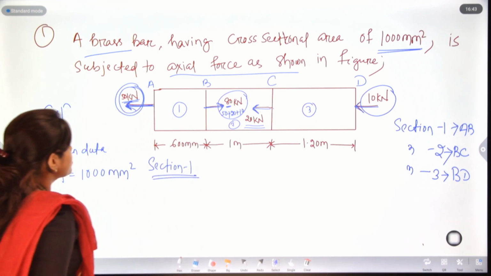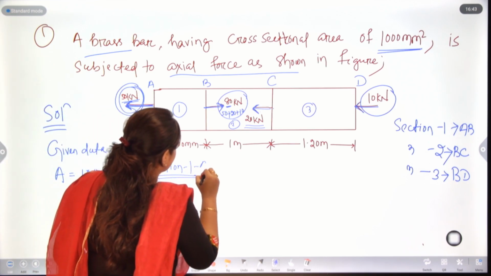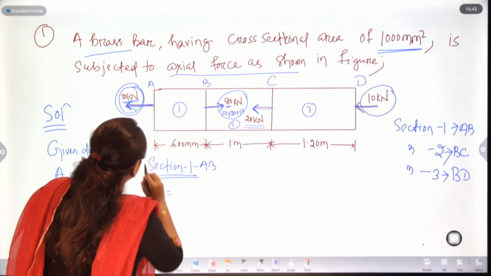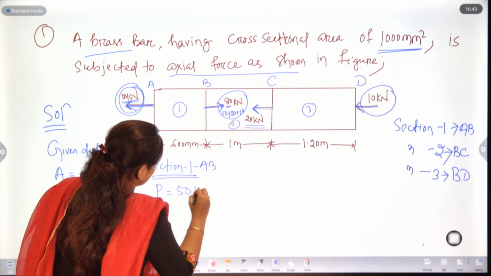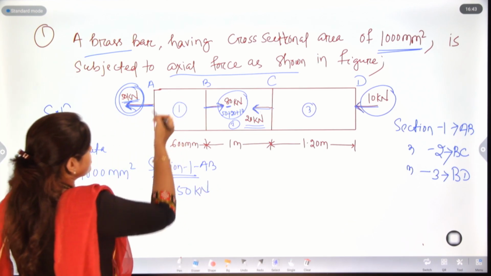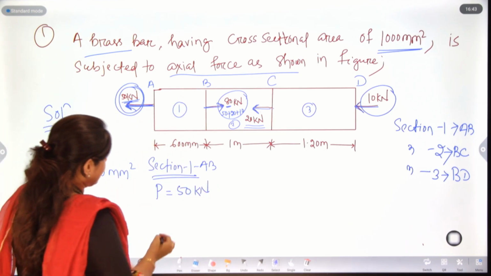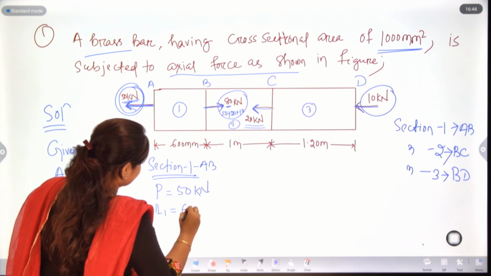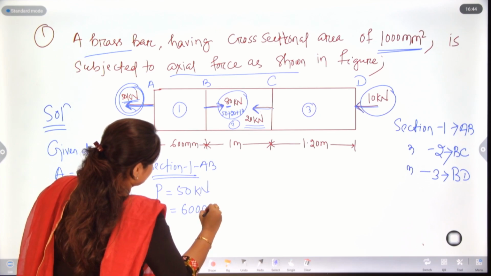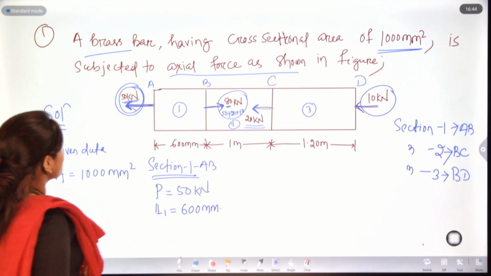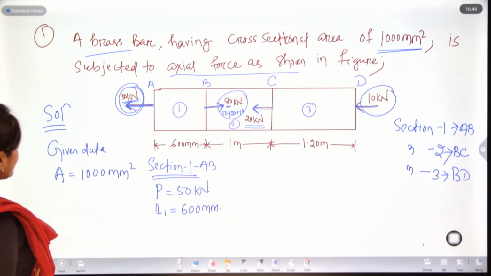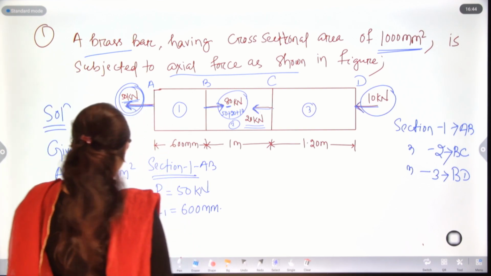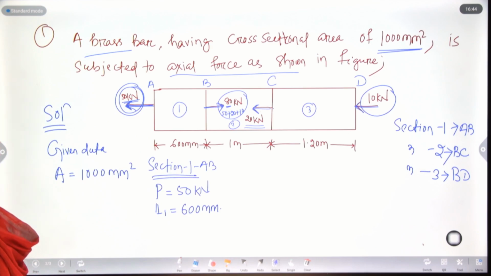For section 1, that is your AB, P equals 50 kilonewton, which is tensile in nature, and the length is given, that is L1 equals 600 mm. So P and L1 are given, and the area is also given. What have they asked in this question?